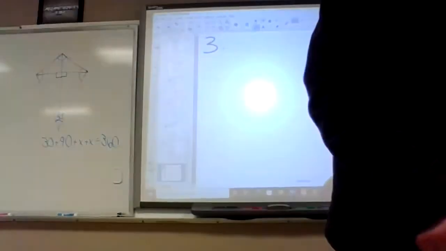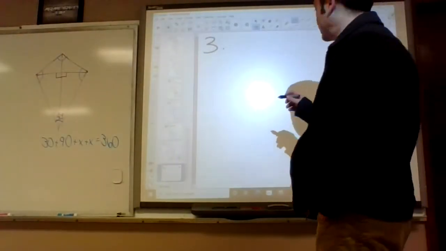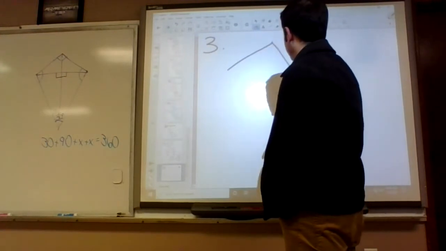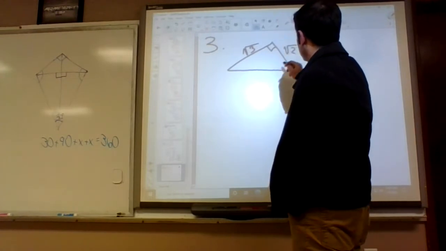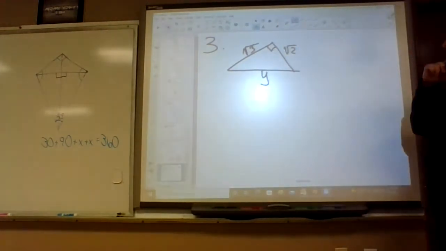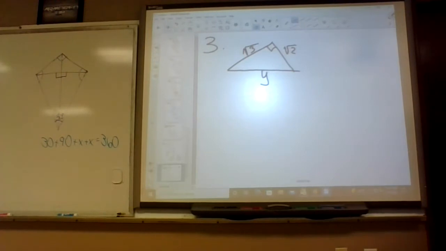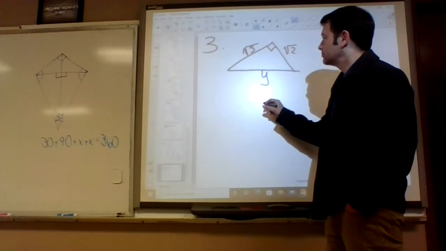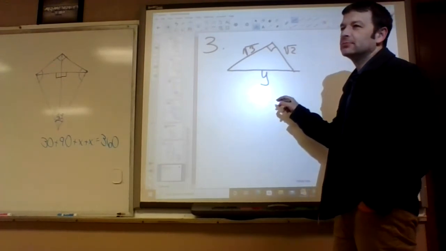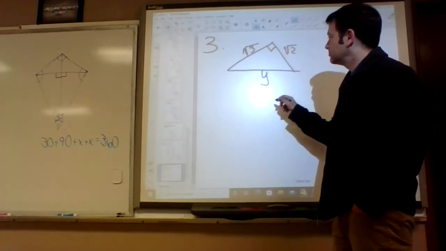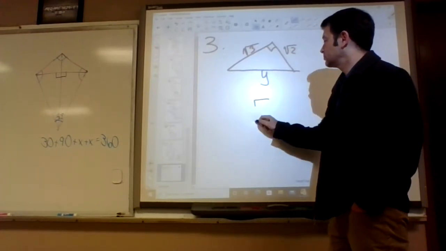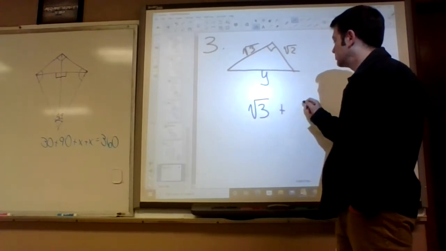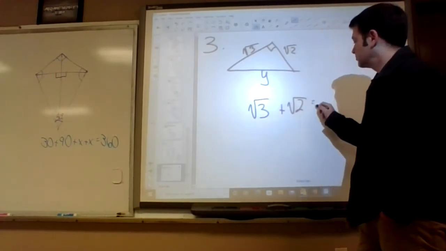Okay, number 3. So it says square root of 3, square root of 2, and y. Something like this. Somebody want to help me set it up? Besides me? Yep, Will. Since you have to make those squared, would you replace the square root with just 3? Well, for now, let's just set it up normally. So square root of 3 plus square root of 2 equals y.